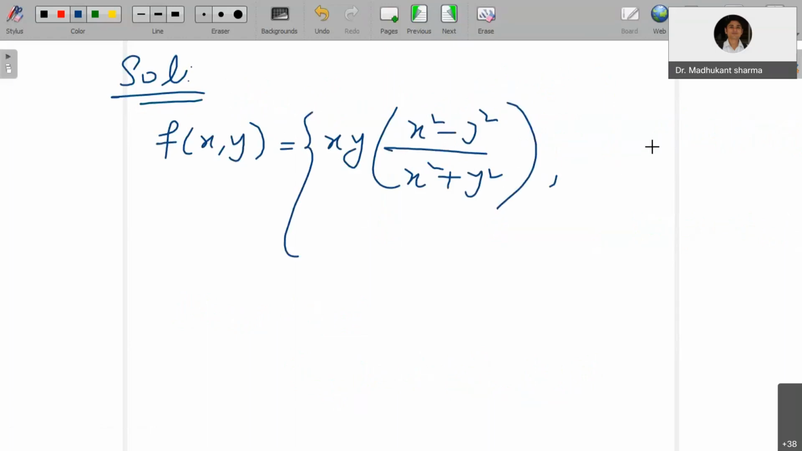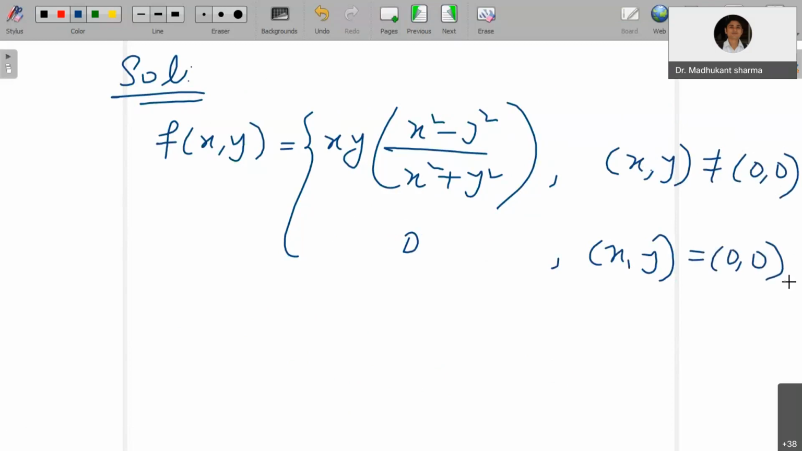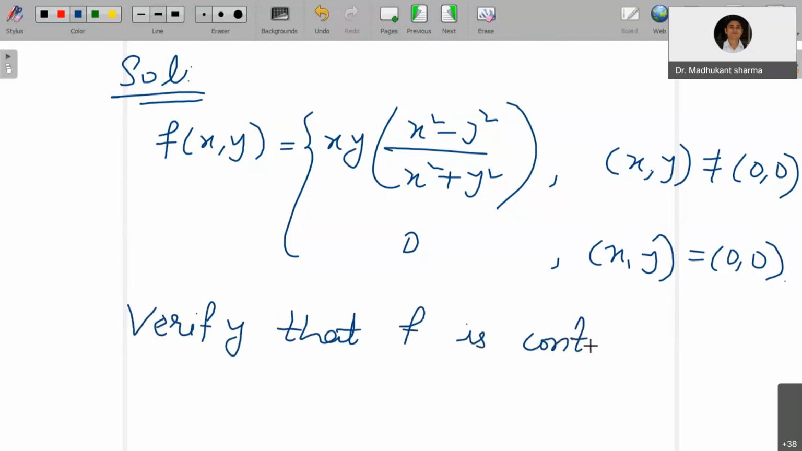whenever xy is non-zero, that is, (x, y) is not the origin, and it is 0 whenever (x, y) is at (0, 0). Now I'm leaving it to you to verify that this function is continuous at the point (0, 0). Verify that f is continuous at (0, 0).